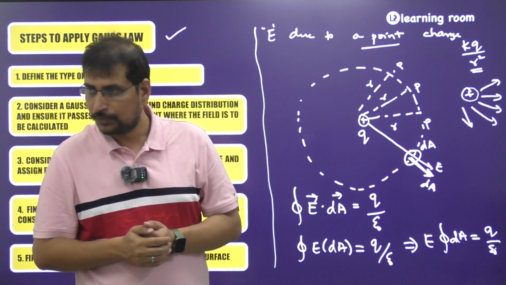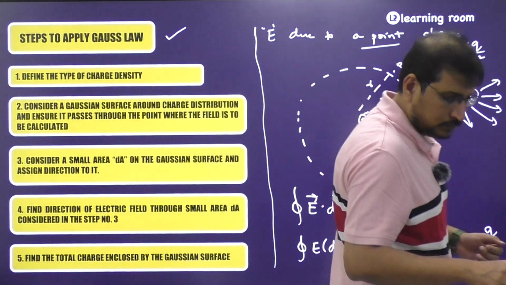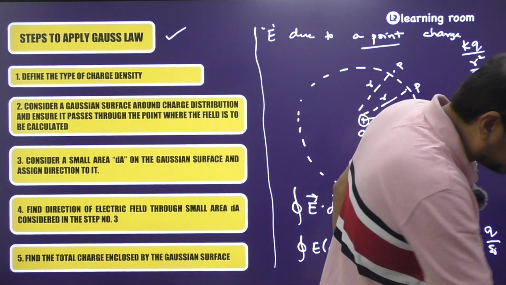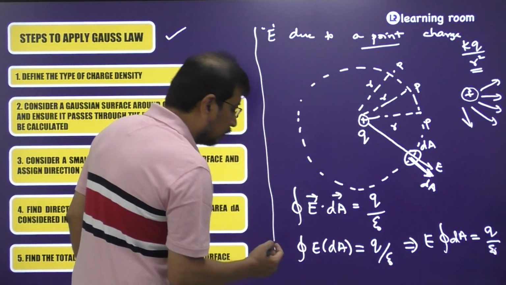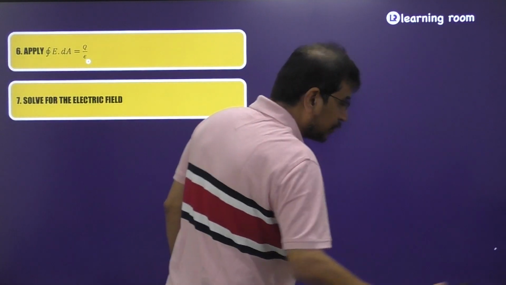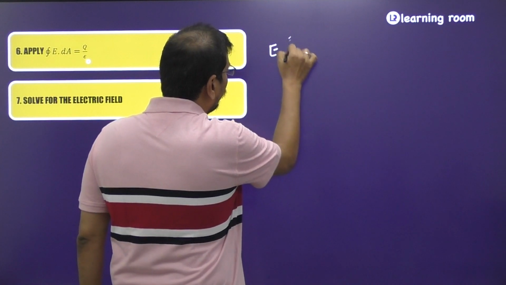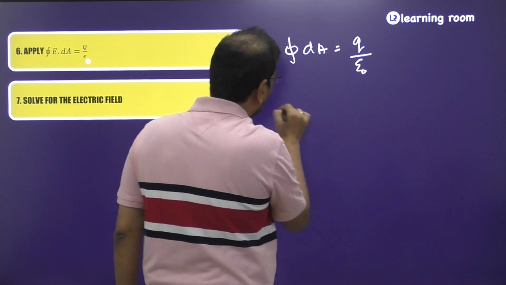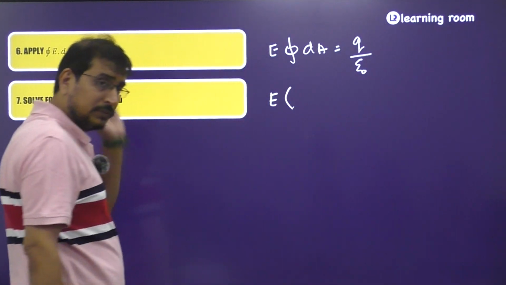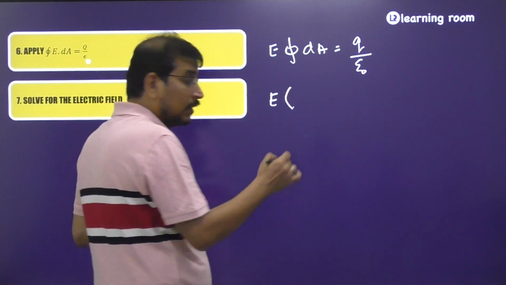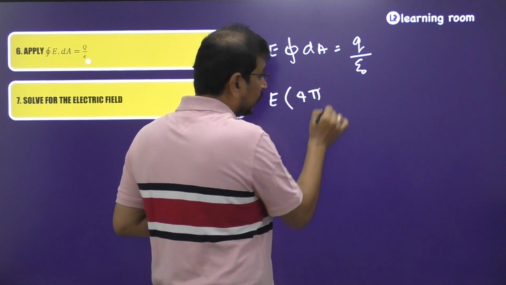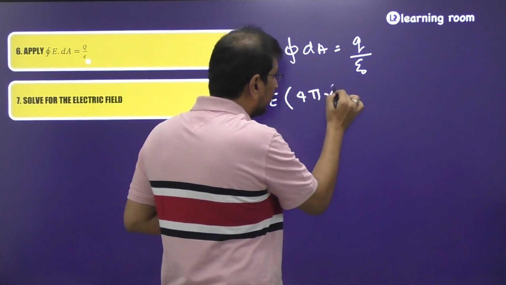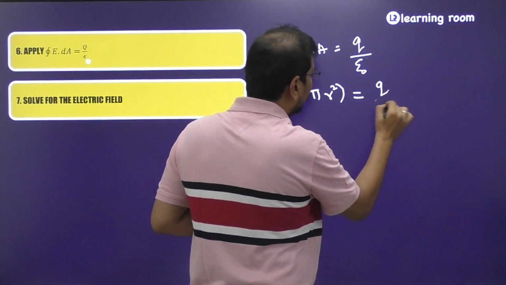And what is the surface area of a sphere? 4 pi r square. I'll write it on the next page. So E into the integral of dA is equal to Q divided by epsilon naught. E into, what is going to be the surface area? 4 pi. What should be the value of r I should take? That is the radius of the Gaussian surface itself, which is small r square, is equal to Q divided by epsilon naught.